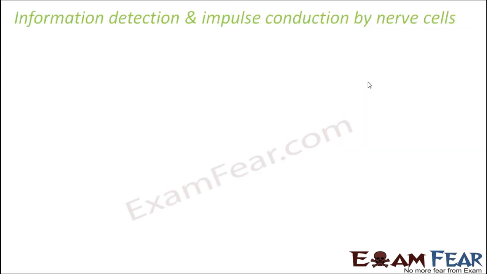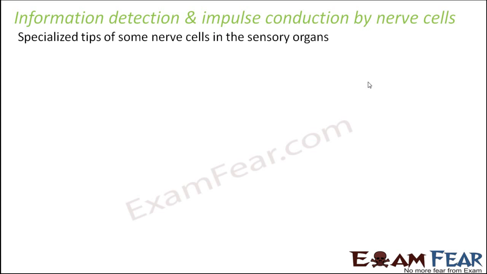The question is, how does information detection and impulse conduction take place by nerve cells? Let us suppose you touched a very hot object with your finger. How does that message get conveyed from your finger and reach your brain and body parts, and then your brain orders your finger to come back, and the finger is taken aback? So how is this impulse conduction taking place? Let us have a look.